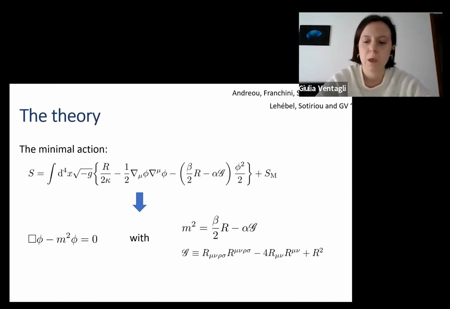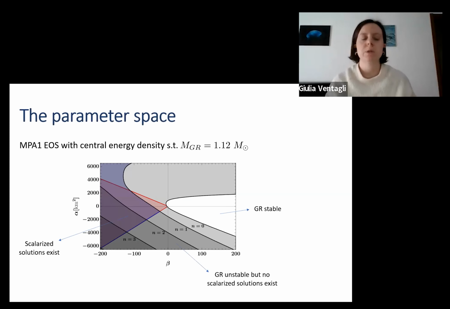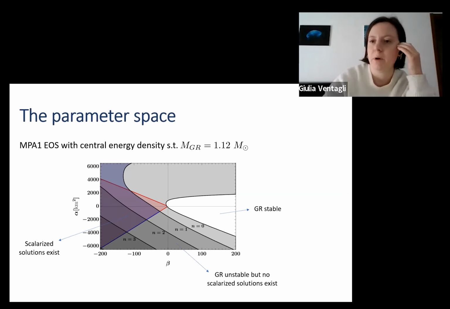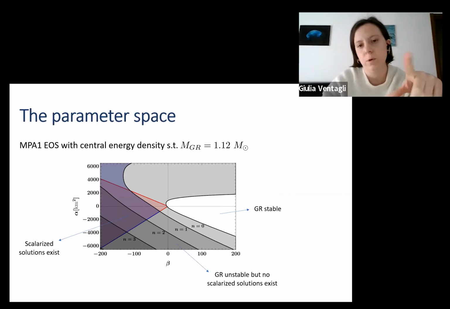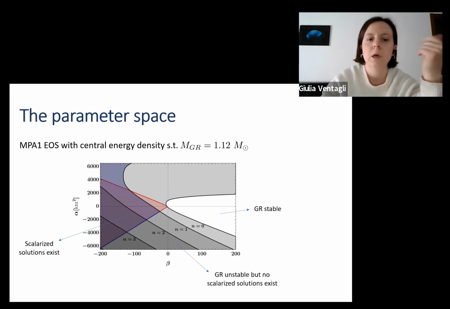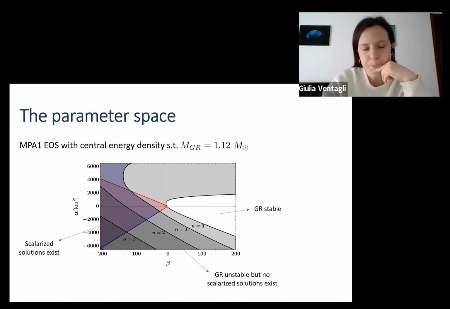So that we can retrieve GR at spatial infinity. The first main result of our paper was the study of the parameter space. Here I'm showing the specific case for an NPA1 equation of state. It's not the only one that we consider; we also consider an SLy equation of state. In this case, we are focusing on a specific central energy density such that, when studied in the GR case, this gives an ADM mass of 1.12 solar masses.